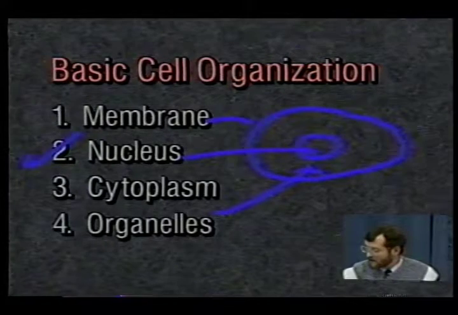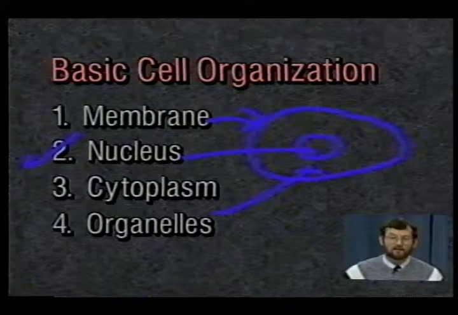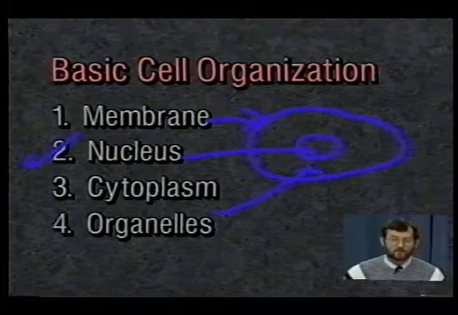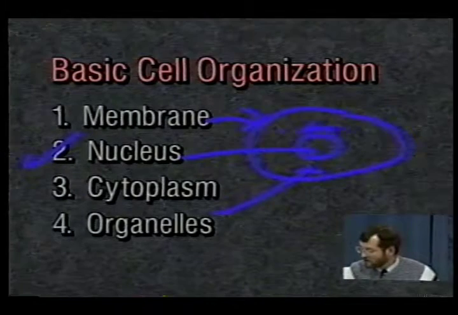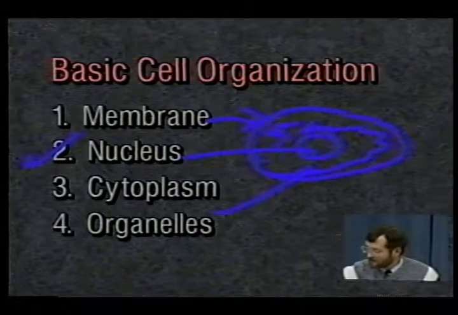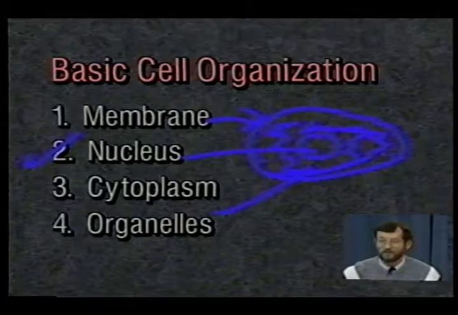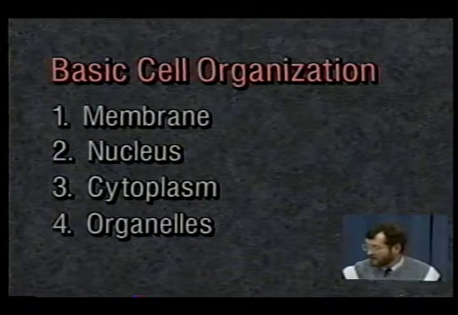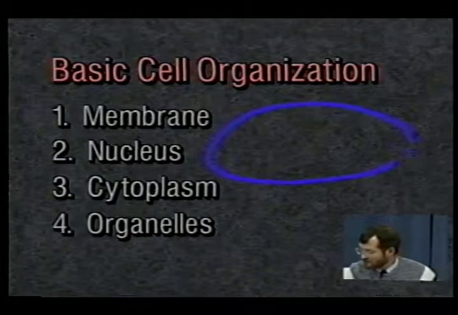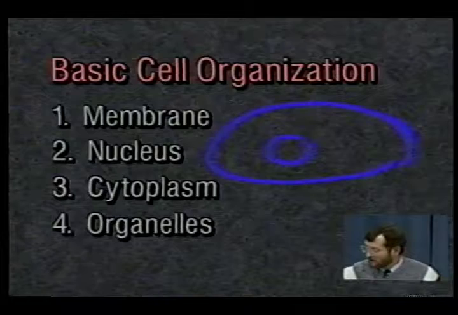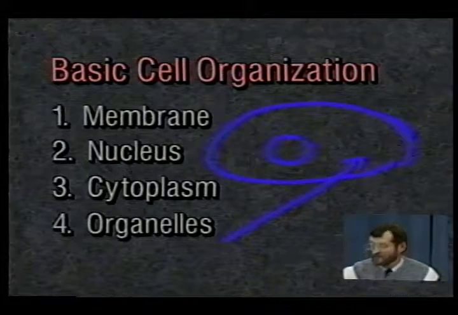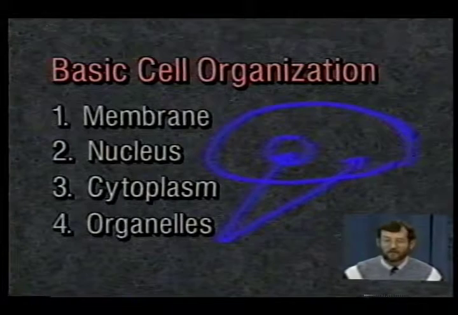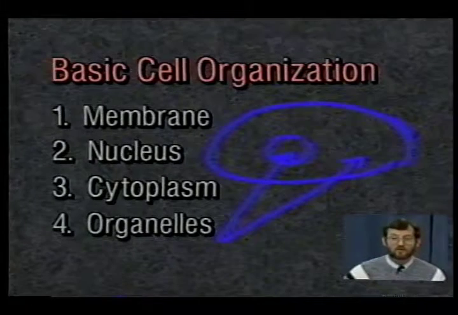So if my blue line on the outside represents the membrane, and the blue circle on the inside represents the nucleus, the cytoplasm, the third component here, is going to be all of this material here, everything that's in between the nucleus and the membrane. Organelles, on the other hand, are relatively recent structures, and they're going to be scattered in the cytoplasm, or actually speaking, the nucleus is very much like an organelle. It can be considered an organelle.